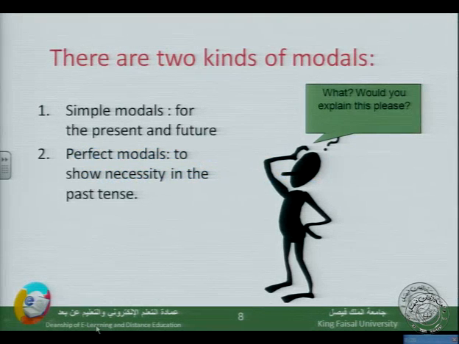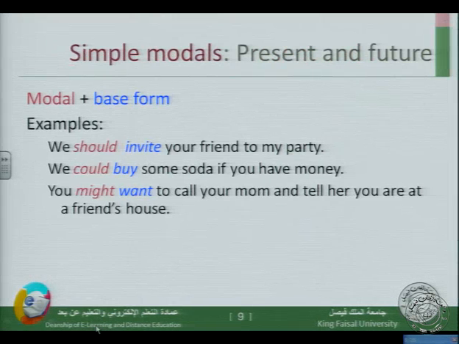There are two kinds of modals. What are they? I'm going to explain to you what they are, okay? We have simple modals. Simple modals are used for present and future tenses. Perfect modals show necessity in the past tense. Okay, can you explain to me? Okay, let us go and explain it to you. Simple modals, we said future and present.